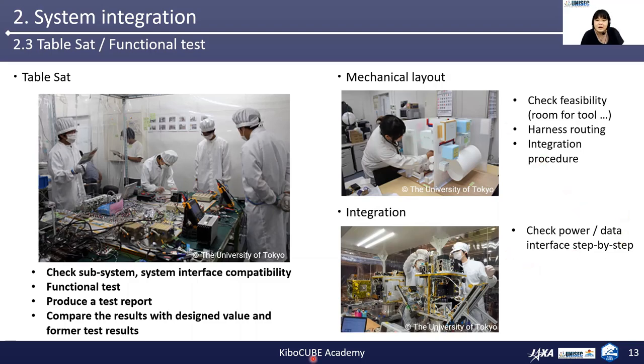After checking the electrical or mechanical interfaces, the components are built up as the satellite system. During the integration, we have to check both the electrical and the mechanical interfaces by comparing the result with the design or former test result, and these check results are also written down.